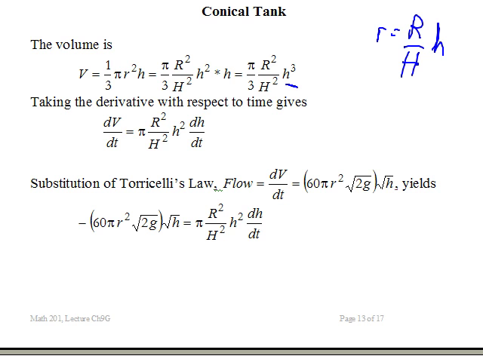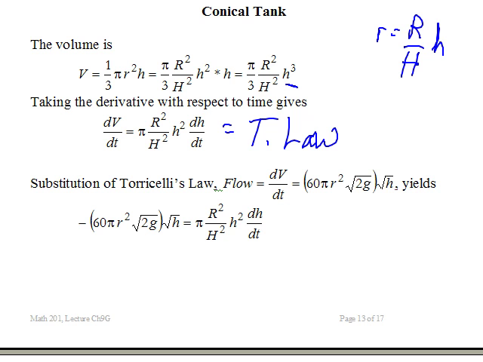Now when I take the derivative, nothing changes but that h cubed, and I get the derivative in the conical tank. The change in volume with respect to time equals pi times the square of big R over big H times h squared dh/dt. Now we set this equal to the expression from Torricelli's law, and we develop our differential equation from that.